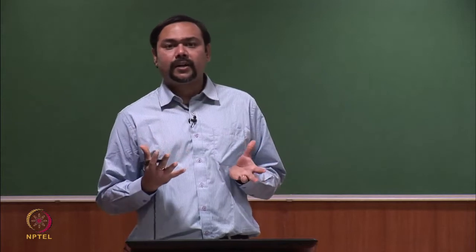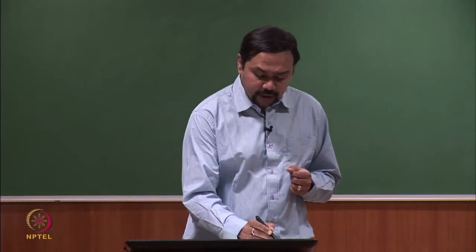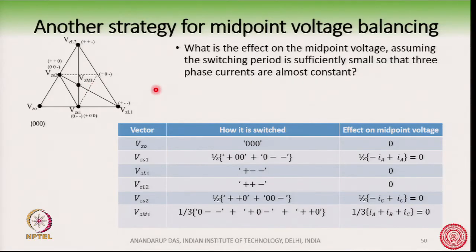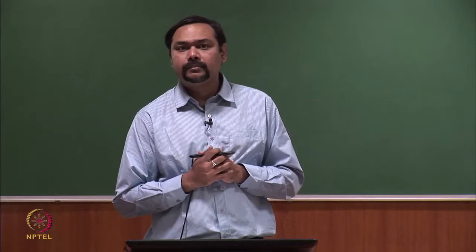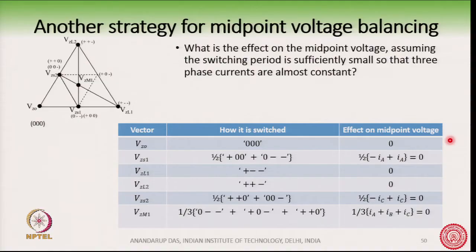Okay. So, now we are changing the space vector diagram by introducing additional vectors, and the most important one is the virtual vector VZM1. By introducing these additional vectors, what we are doing is ensuring that whenever we use these vectors, their effect on the midpoint voltage is 0 or minimum. The concept of this virtual space vector highly simplifies this problem, and it almost solves the problem.